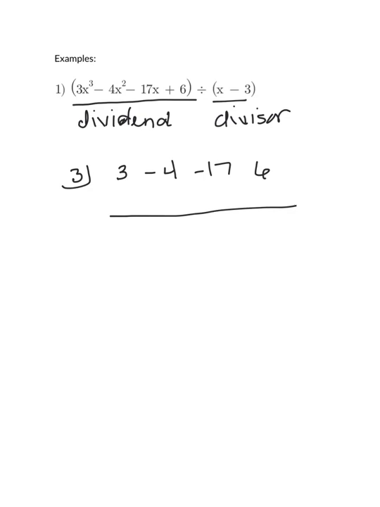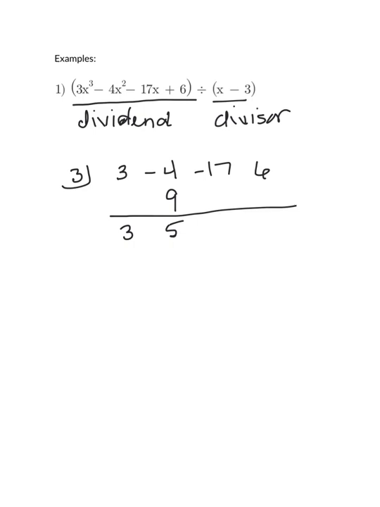Now, the first thing you do is bring the 3, that's the first term of the dividend, down. Now, multiply the 3 from the dividend by the 3 of the divisor. You're going to get 9. Put this under the next term of the dividend. Add those. Negative 4 plus 9 gives me 5.